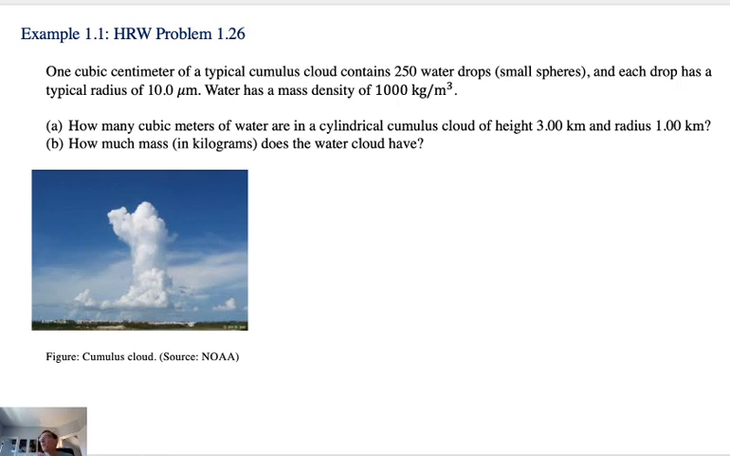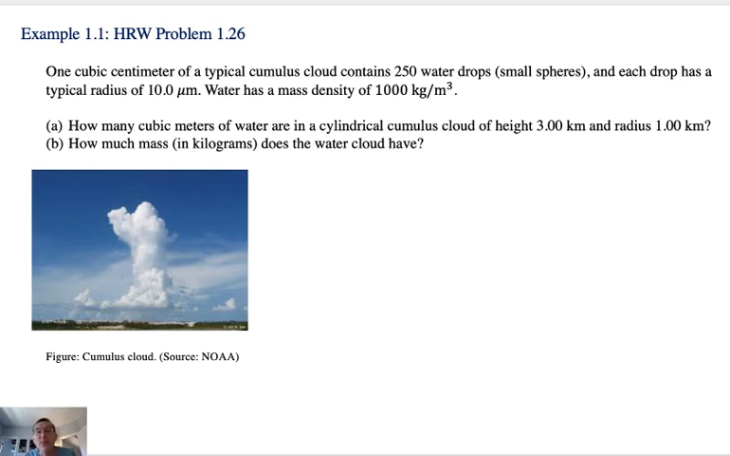And it's typical of the online homework that you will have to do soon. It exemplifies the kind of reasoning that you will need to employ. The problem goes like this. 1 cubic centimeter of a typical cumulus cloud contains 250 water drops, which we are told to treat as small spheres. And each drop has a typical radius of 10 micrometers. Water has a mass density of 1,000 kilograms per meter cubed.